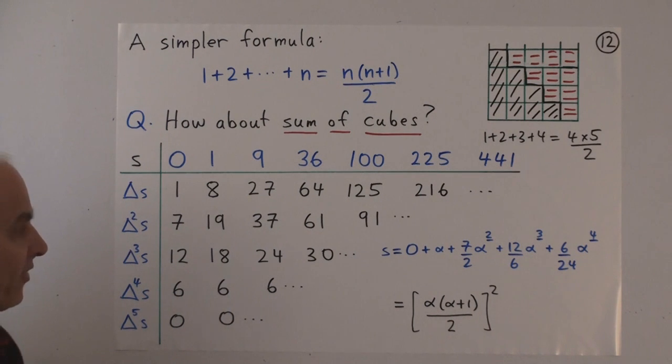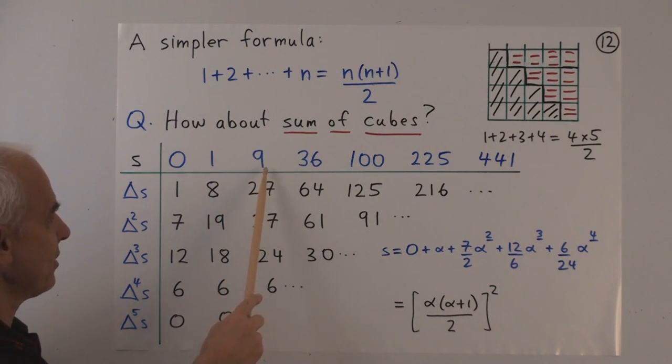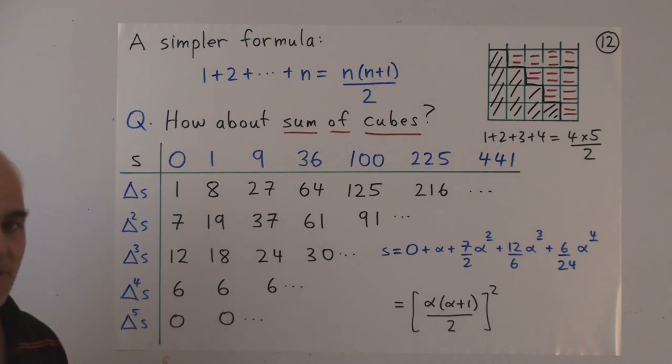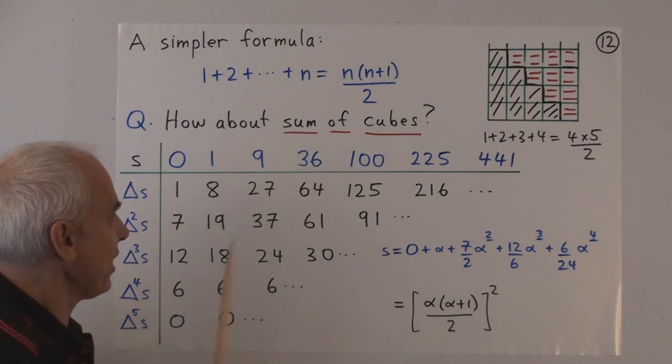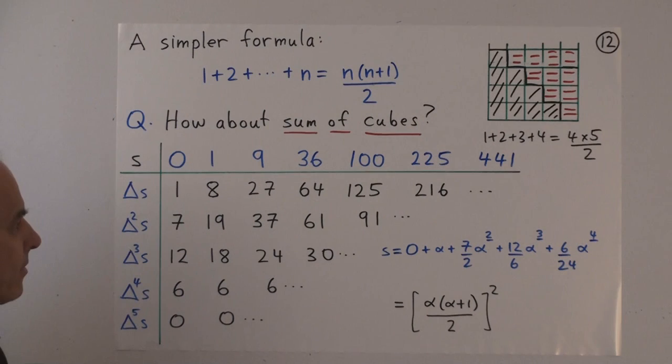Well, let's look at that sequence. It's an interesting sequence. We'll start at 0 as usual. There's the first cube. The second cube is 8, and so the sum of the first 2 cubes, or 3 cubes including 0, is 1 plus 8, which is 9. The next cube is 27, add that, we get 36. The next cube is 64, add that, we get 100.